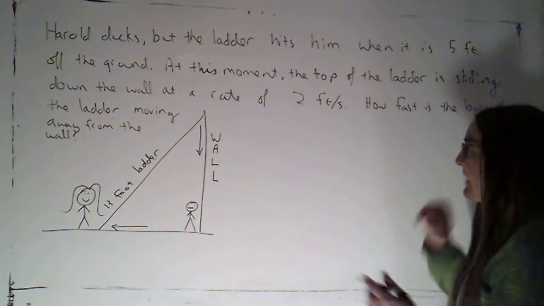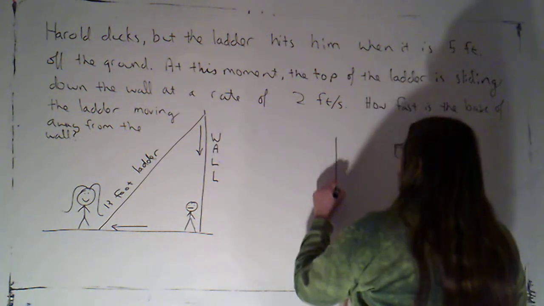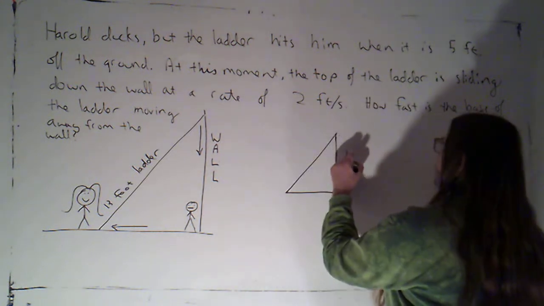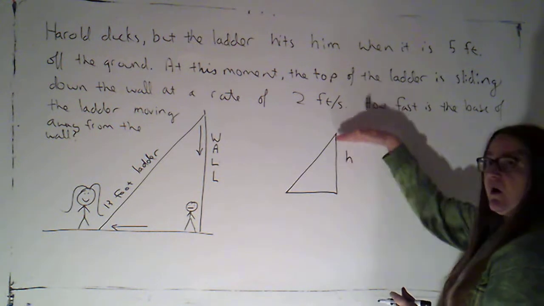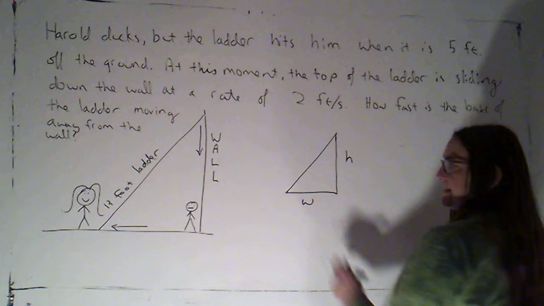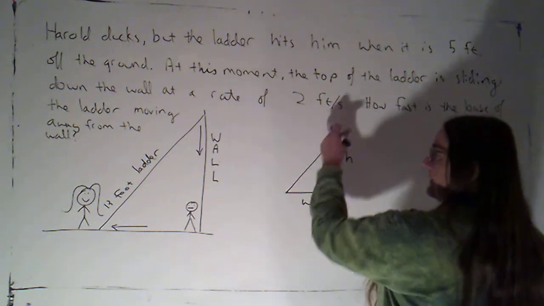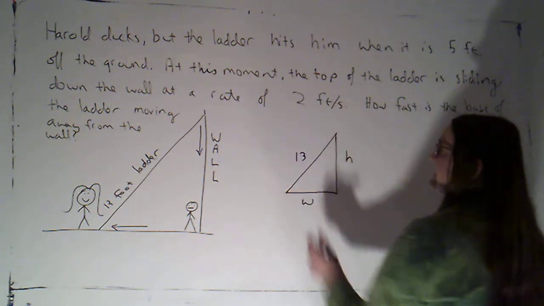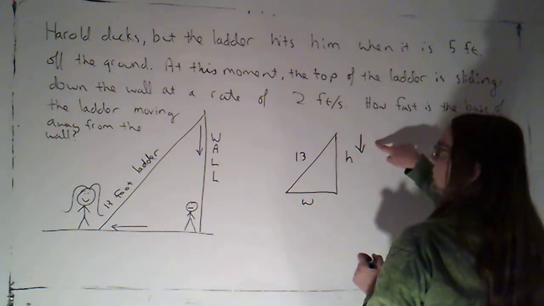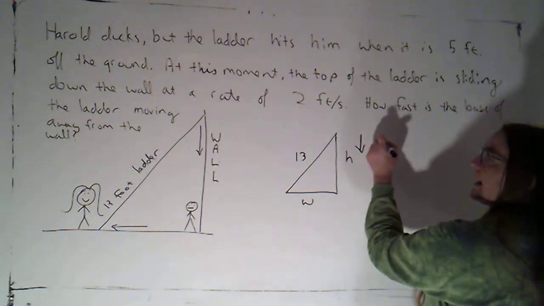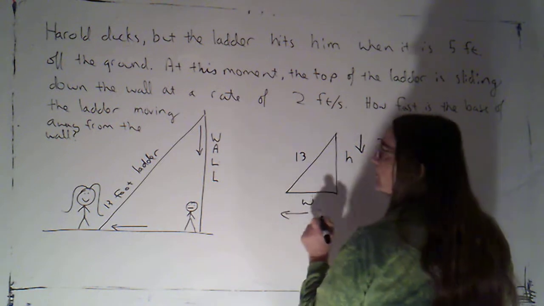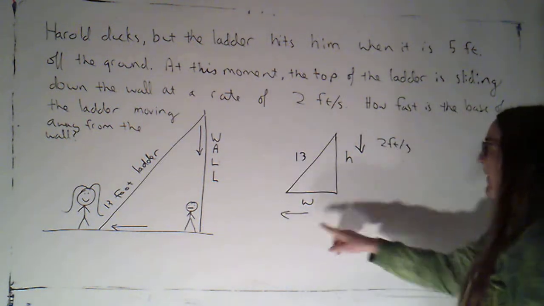Okay, so at every moment in time, we're going to have a triangle like so. I'm going to call this H for the height that we are off the ground. I think I'll call this W for the distance that we are from the wall. And then this is the ladder, which is 13 feet. Okay. And the ladder is sliding down the wall, so this side is going to be decreasing at a rate of 2 feet per second. And it's moving away from the wall, and we're asked to figure out what that rate is.